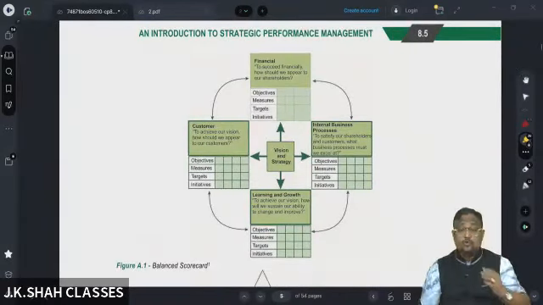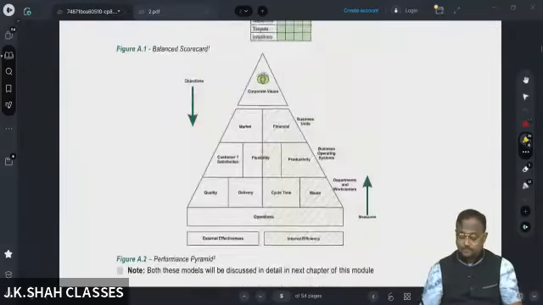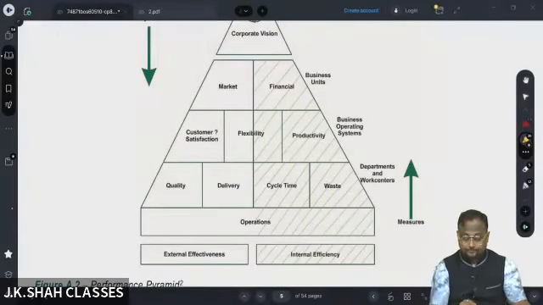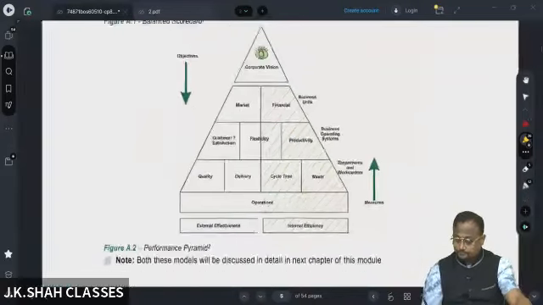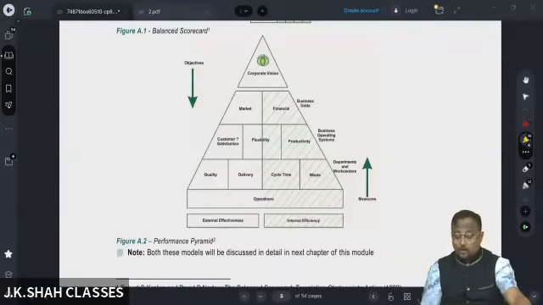So this was your balanced scorecard where you take care of financial, customer, internal processes, and learning and growth aspects. The second concept is performance pyramid, and performance pyramid I would like you to understand on a real time basis.